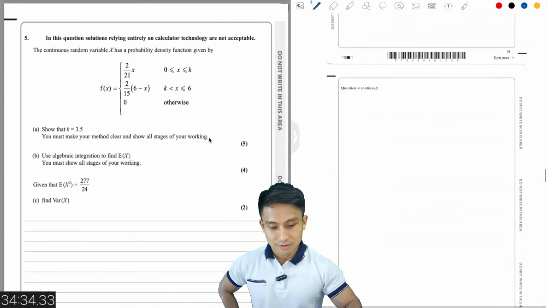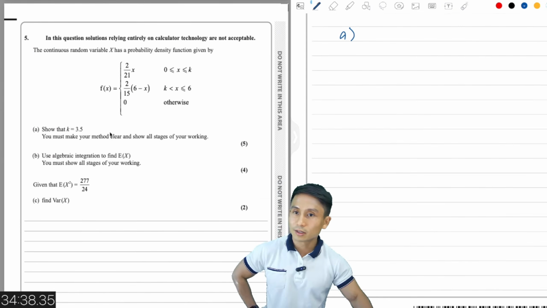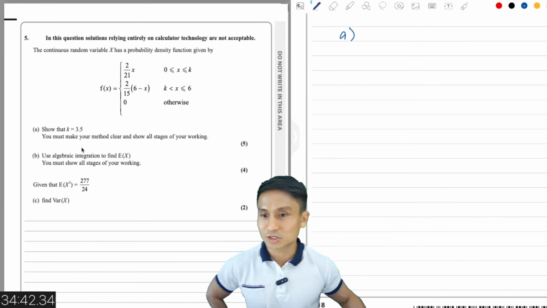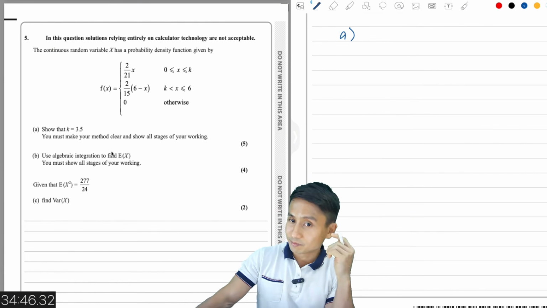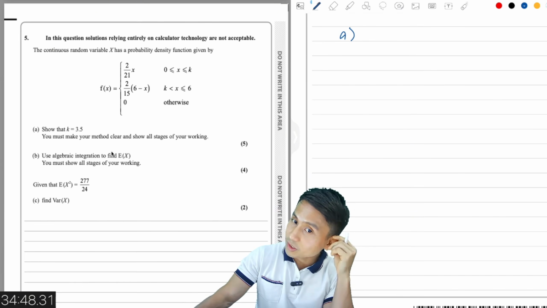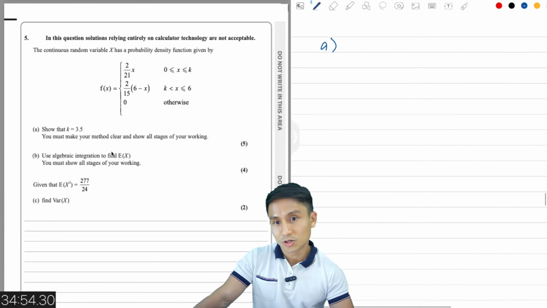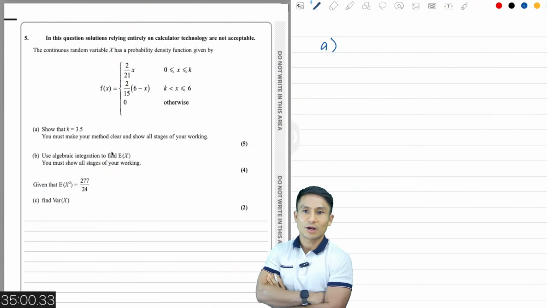Number 5. Okay. The continuous random variable x has a probability density function of that. Show that k equals 3.5. Again, we're going to integrate these and add them up and put them equal to 1, right? Okay, so nothing particularly hard here.